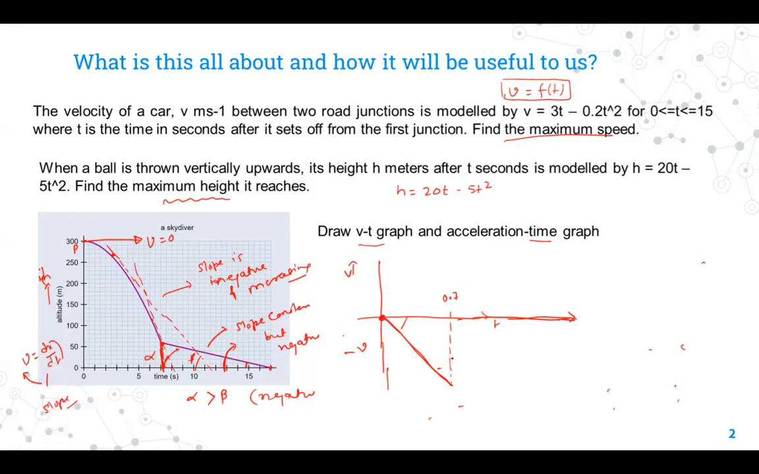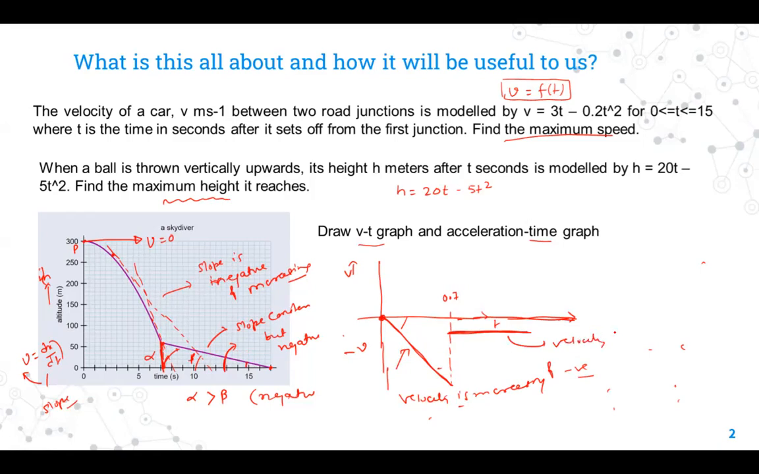So up to 7 seconds, velocity is increasing continuously, and then the velocity has decreased. After 7 seconds, the velocity is decreased and it is constant. So this is one part where velocity is increasing and negative, and in this part again the velocity is negative, but it is constant.